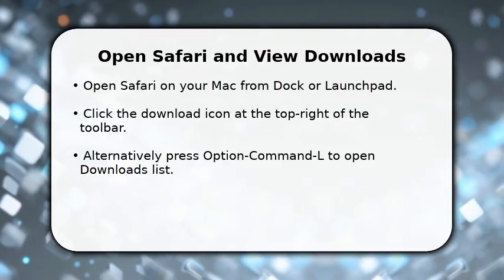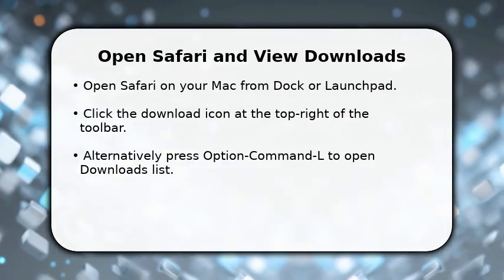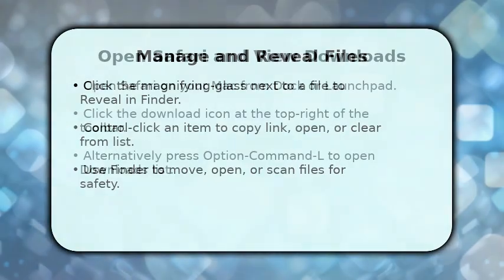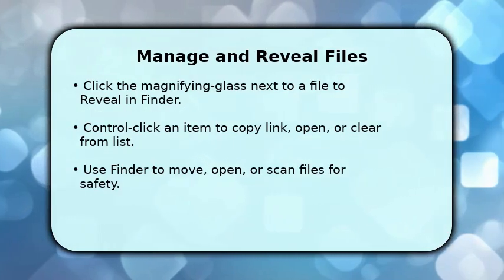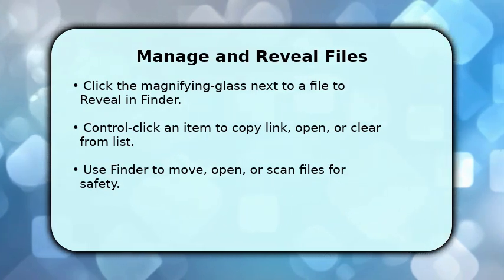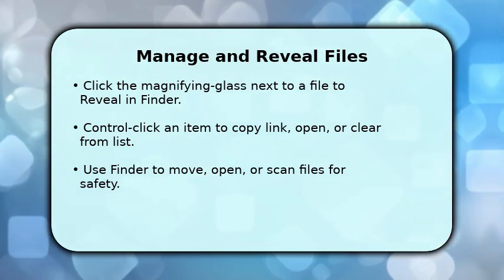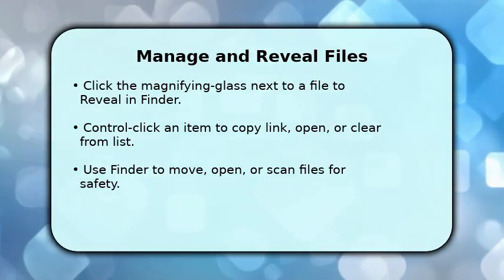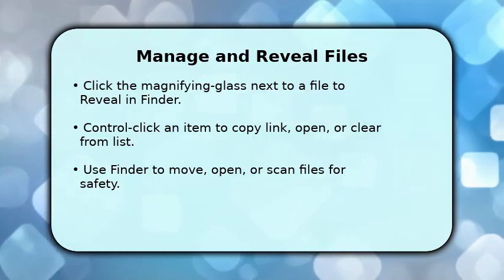Make sure to watch the progress bar on partially downloaded items so you don't act on incomplete files. Now that you see the list, manage files directly from Safari. Click the magnifying glass to reveal the file in Finder so you can move or open it. If you need more options, Control-click an entry to copy the download link, open the file, or remove it from the list.